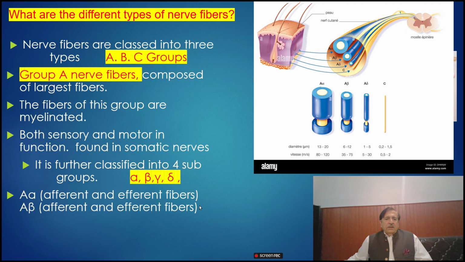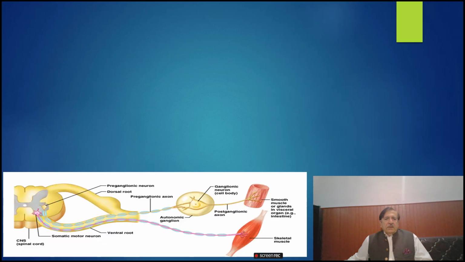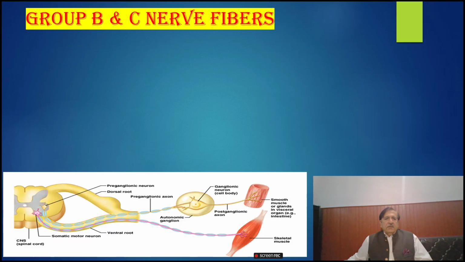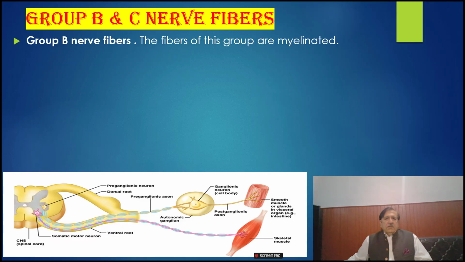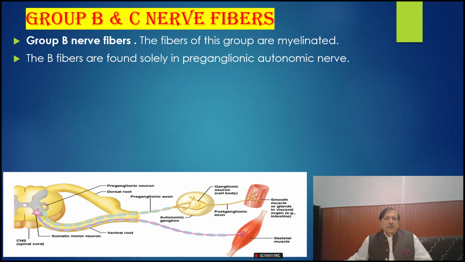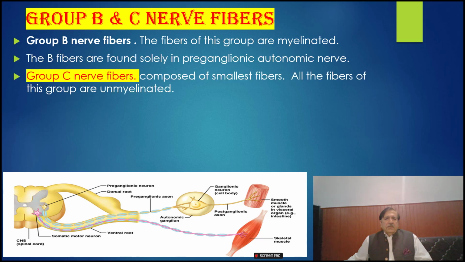A alpha are afferent and efferent fibers. A beta are afferent and efferent fibers. A gamma are efferent fibers and A delta are afferent fibers. Group B and C nerve fibers. Group B nerve fiber: the fibers of this group are myelinated. The fibers are found solely in preganglionic autonomic nerves.